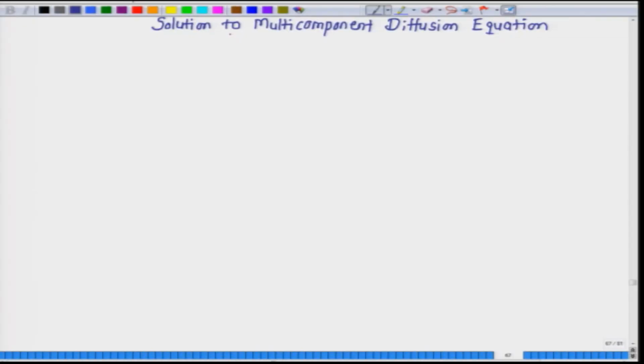Welcome back to this online class on diffusion in multi-component solids. Today, we are going to solve the diffusion equation for a multi-component system. We will consider the infinite diffusion couple boundary conditions, and we will consider a multi-component system containing n components.